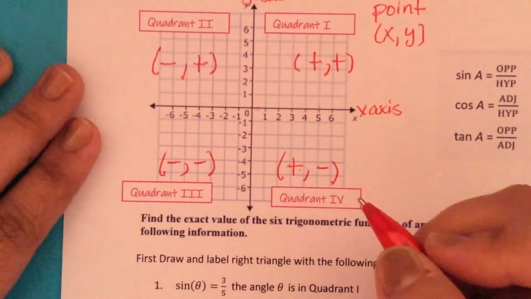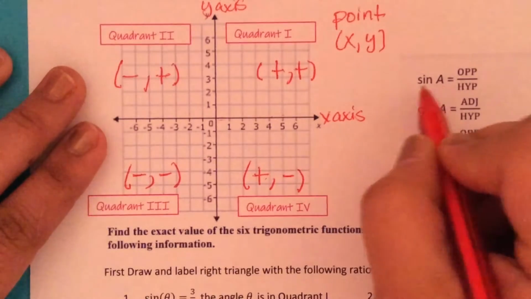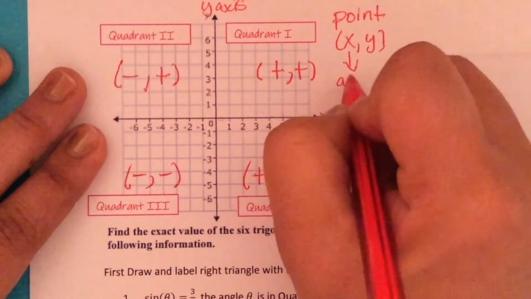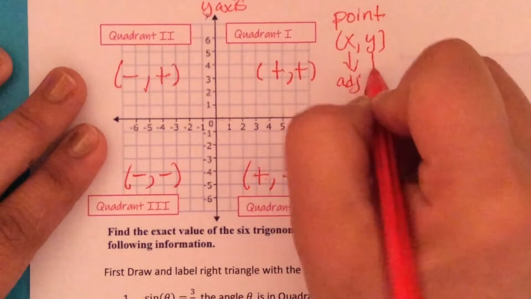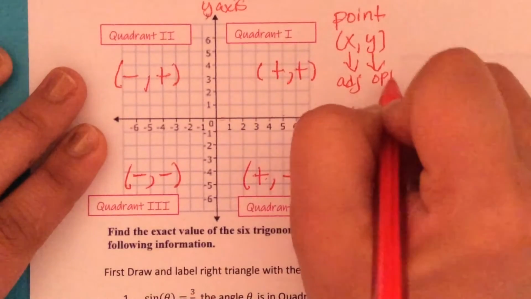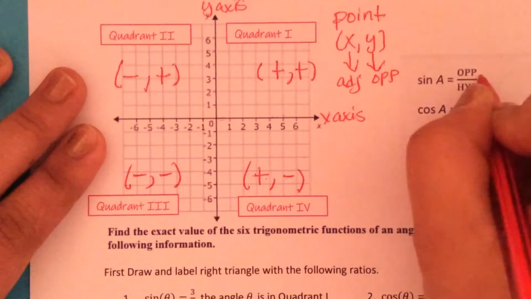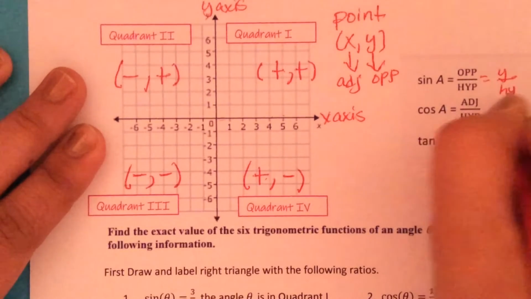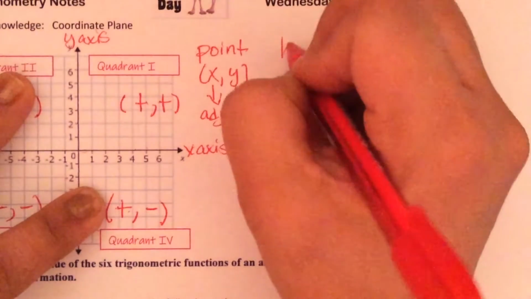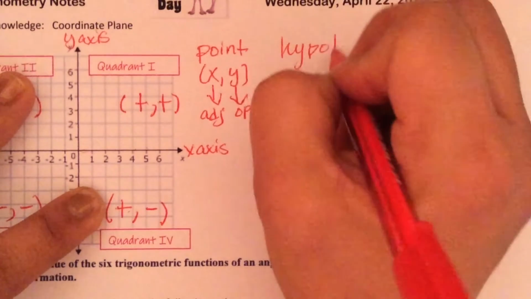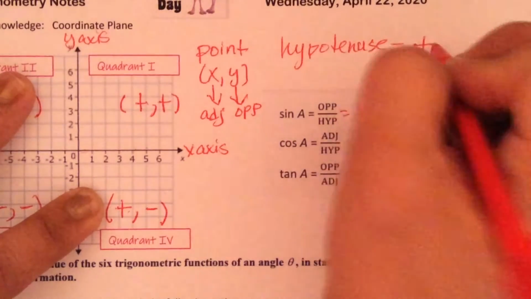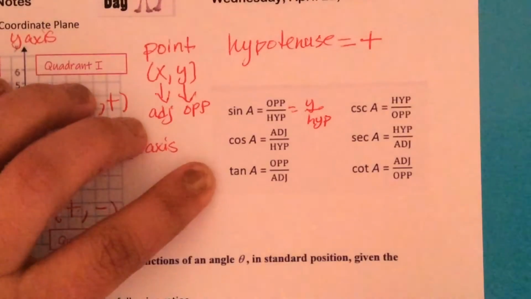And so then when you do your sine, you're going to think this is going to be your adjacent, and the y is going to be the opposite. So the sine would be y over the hypotenuse. Now the hypotenuse is always positive, okay? So hypotenuse is always a positive number, okay?